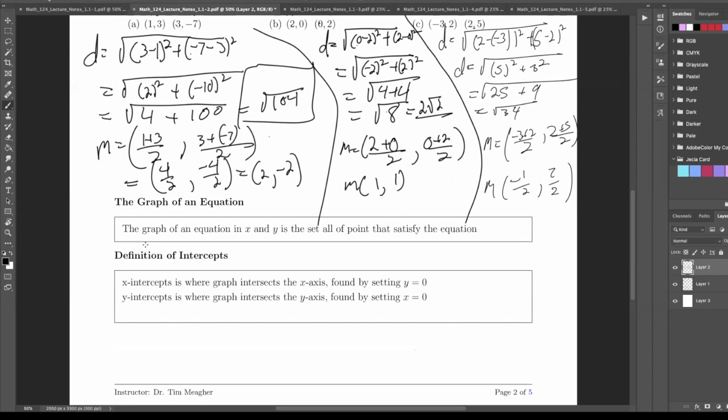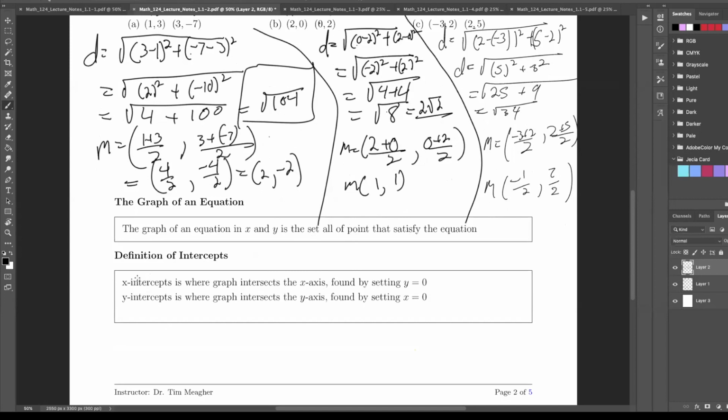A graph of an equation is the set of all points which satisfy the equation. What does it mean to satisfy an equation? It means it makes the equation true. And what does that mean? It means that what's on the left side of the equal sign equals what's on the right side of the equal sign. The definition of intercepts.